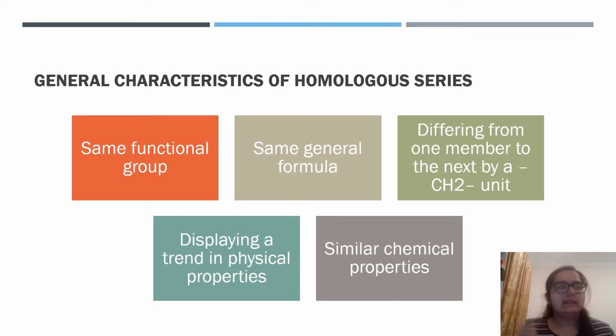So let's take the alkanes. The first is methane. So methane is going to be CH4, right? And ethane is C2H6. So if you see, we have just added one C and two H, which has given us the next member. So each member similarly differs by a CH2 unit. Now it displays a trend in the physical properties: as the number of carbon atoms keeps increasing, the boiling point increases, the melting point increases. They have similar chemical properties. The chemical properties of methane, ethane, propane are going to be the same. I hope you got this slide. So let's go to the next.